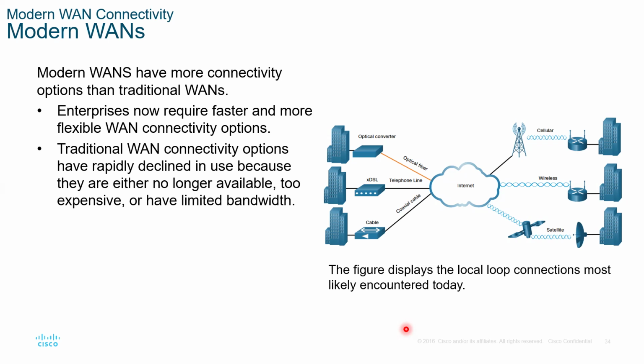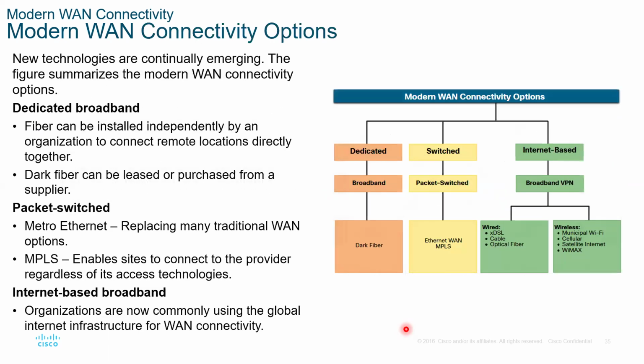The figure displays the local loop connections most likely encountered. So I see cellular, wireless, satellite, coaxial cable, telephone, optical fiber. We'll discuss those in later slides. Let's go to modern WAN connectivity options. What do we have? We also have dedicated, the same thing. We also have switched, and add to that, we now have internet-based connectivity options.